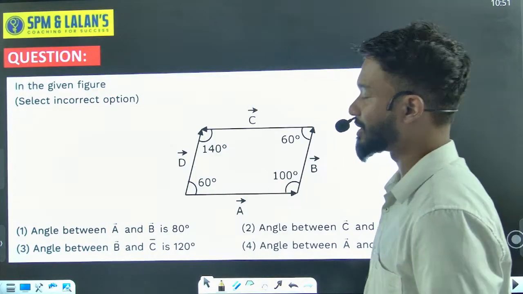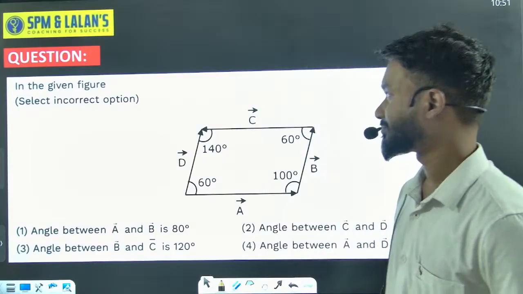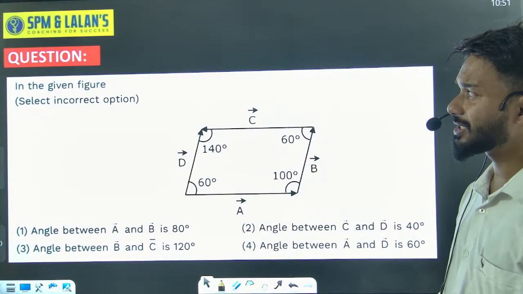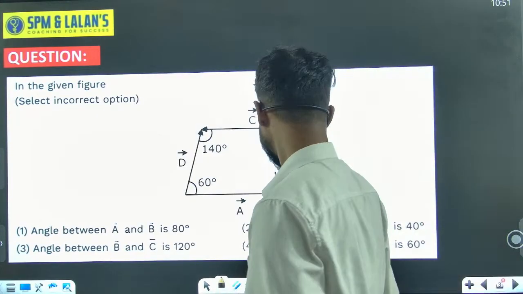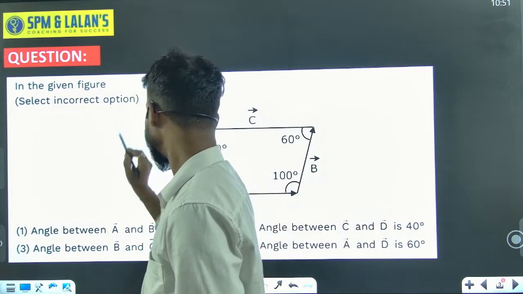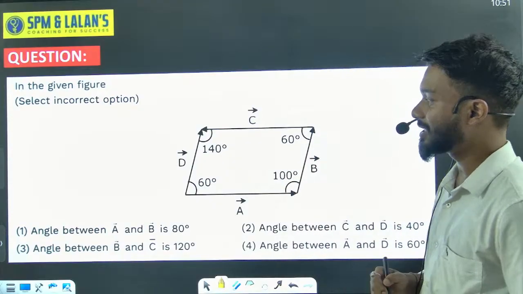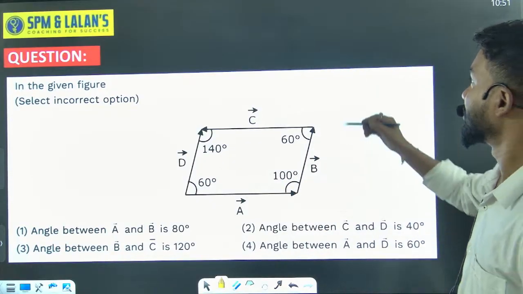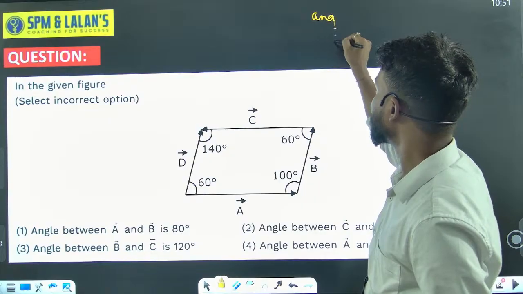First question you can see, the question is about, in the given figure, select the incorrect option. So you have to be careful. They're asking for the incorrect option. See the question, the angle between A vector and B vector. First we need to know what we mean by angle between two vectors.